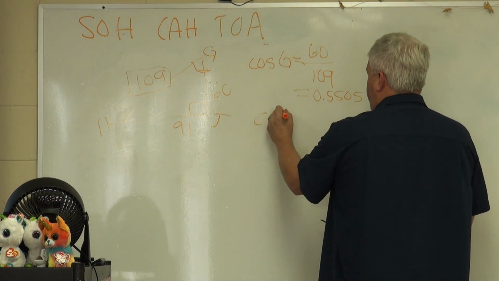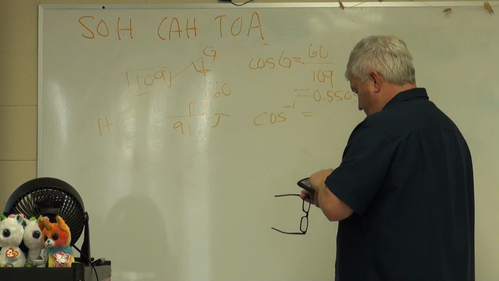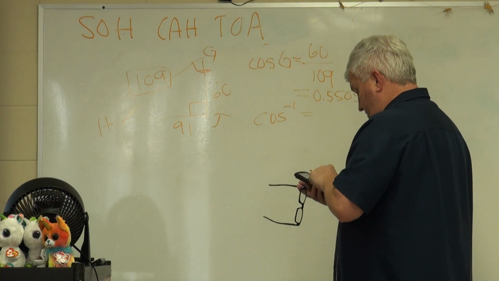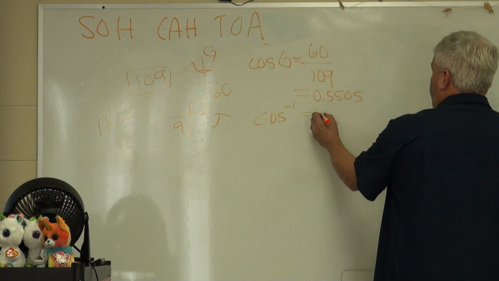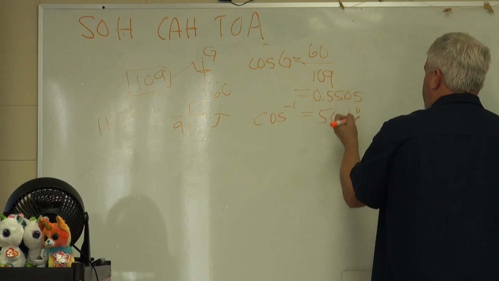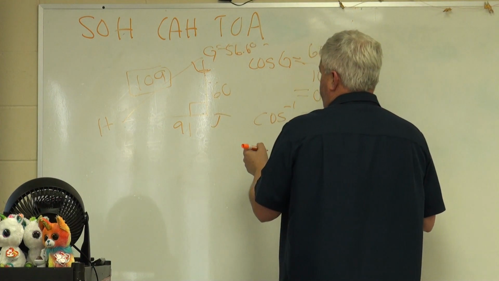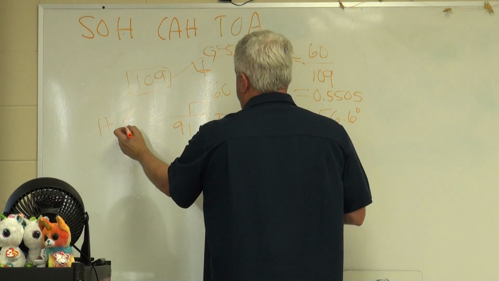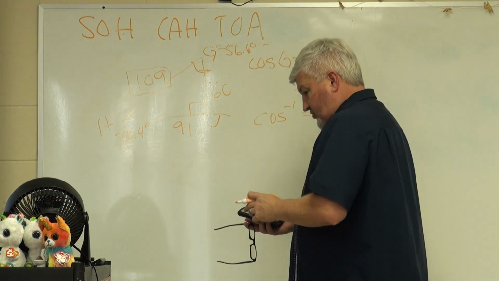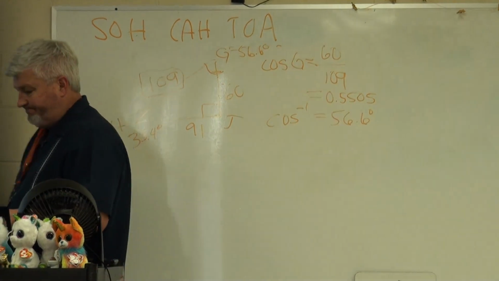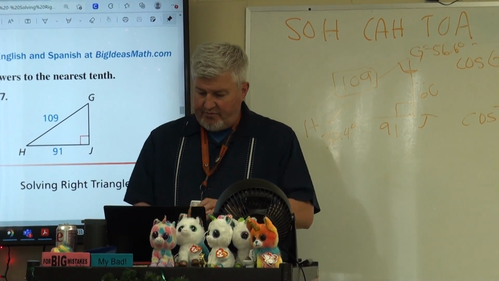All right, and so then to solve for the degree, I do the inverse, the cosine inverse of that decimal. So inverse cosine 0.5505, 56.6 degrees. So angle G is 56.6 degrees, which means that angle H, 90 minus that, is 33.4 degrees. And there's your answer for those two problems for you to work on. All right, let's move on in the lesson.